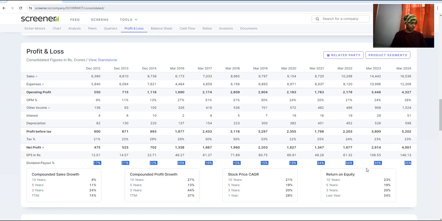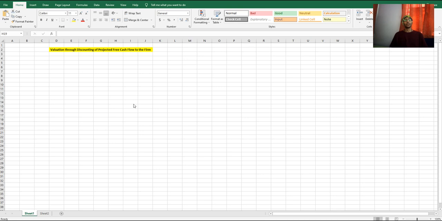So let's start with the valuation, friends. So friends, the first kind of valuation that we'll do is projecting the free cash flows to the firm for Eicher Motors into the future, and then discounting back to the present times and measuring the present intrinsic value, right? So for that, we will need to first find out the free cash flows to the firm for Eicher Motors, right?